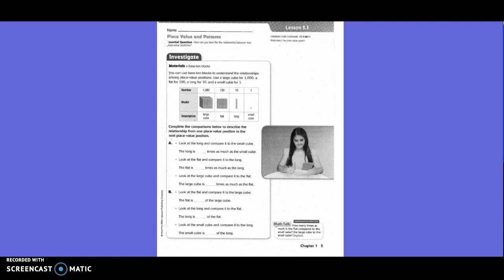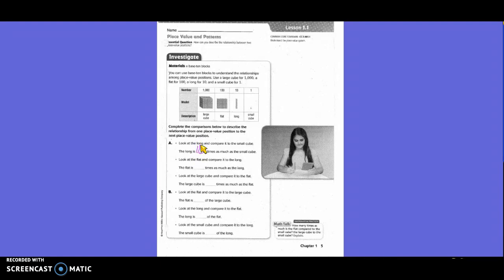Look at the long and compare it to the small cube. The long is how many times as much as the small cube? So how many of these little small cubes would it take to make that long? Even. 10, right? Okay. So we write 10 here. So 10 times as much as a small cube.